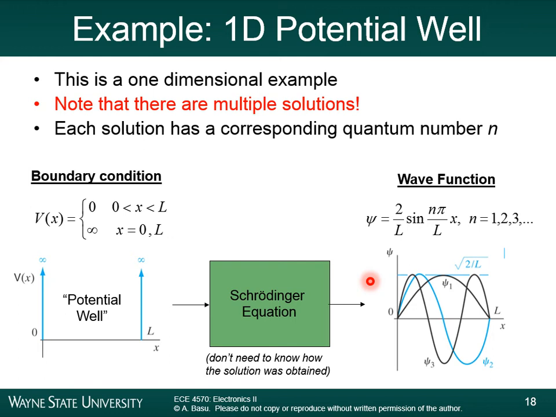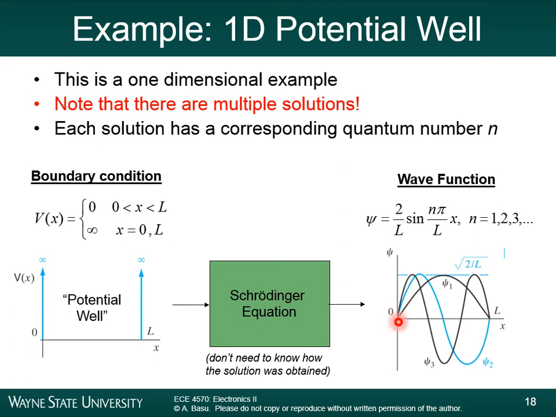You can see it says psi is equal to the square root of 2 divided by L, times a sine of n pi divided by L times x. L, of course, is a constant. X is the spatial coordinate. N are the eigennumbers. N equals 1, 2, 3, 4, and so on. So you have a series of sine functions which represent the solutions to the Schrödinger equation.